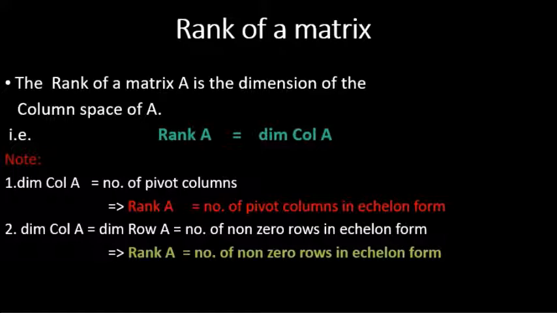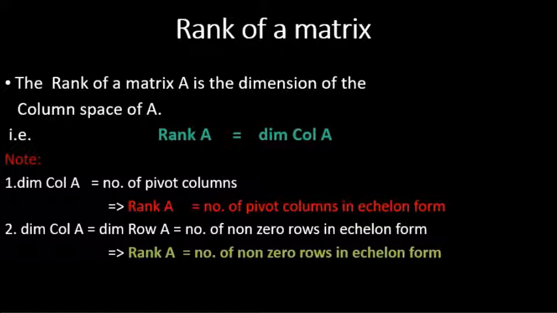In earlier classes, we learned that dimension column A is equal to number of pivot columns in the echelon form of matrix A. That implies rank A also is equal to number of pivot columns in the echelon form of A.